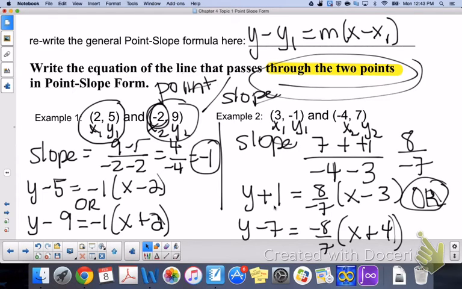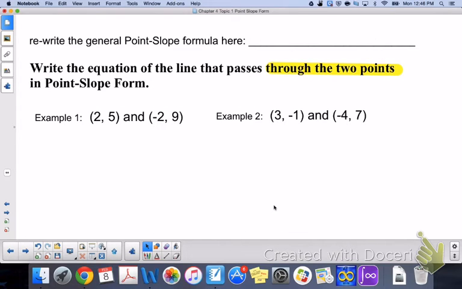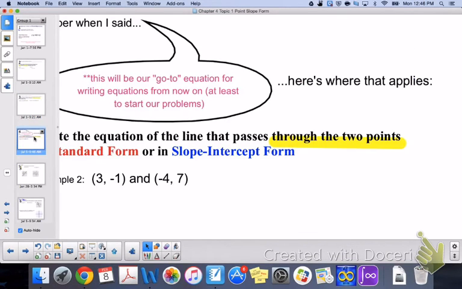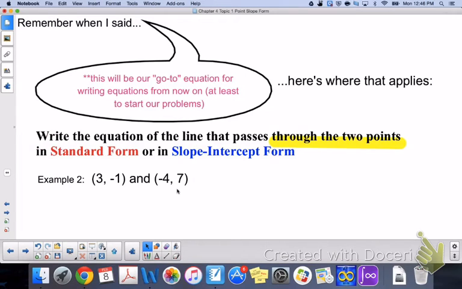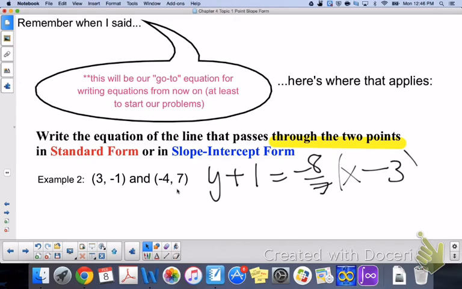Now, sometimes we are going to take this equation right here and have to turn that into slope-intercept form. So on the next page, we'll tell you how. So this is that same problem, so I'm just going to write it out again. It was y plus 1 equals negative 8/7 times x minus 3. Okay, so when you have that equation right there, and not in standard form, we do that tomorrow. When you want slope-intercept form, you need to distribute that.